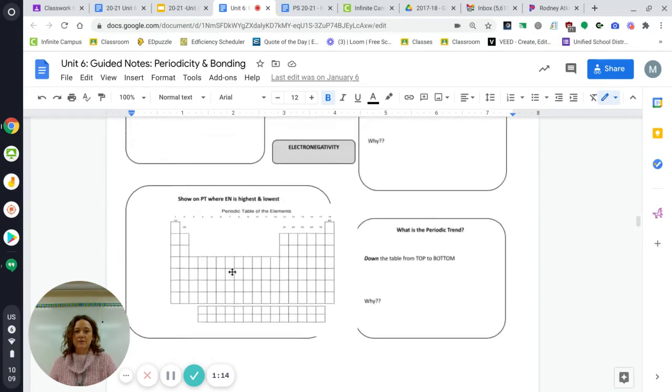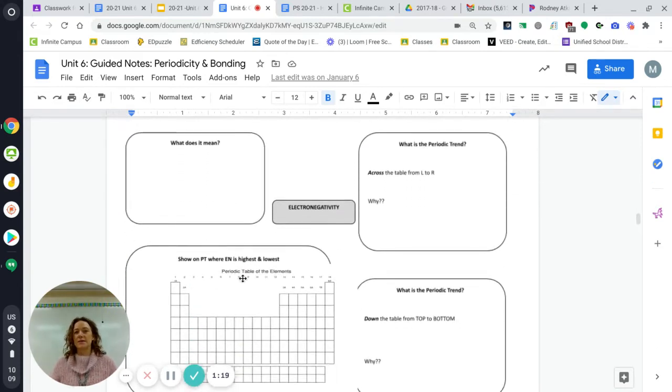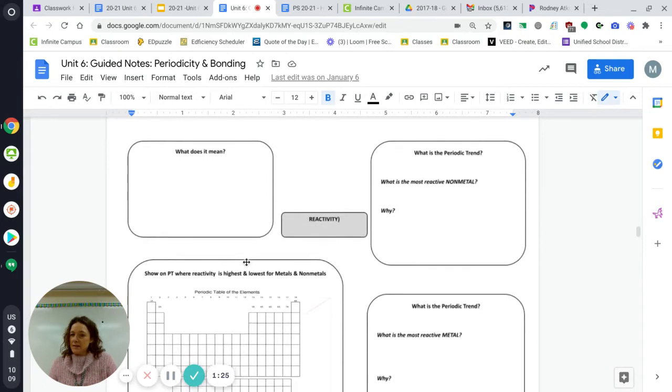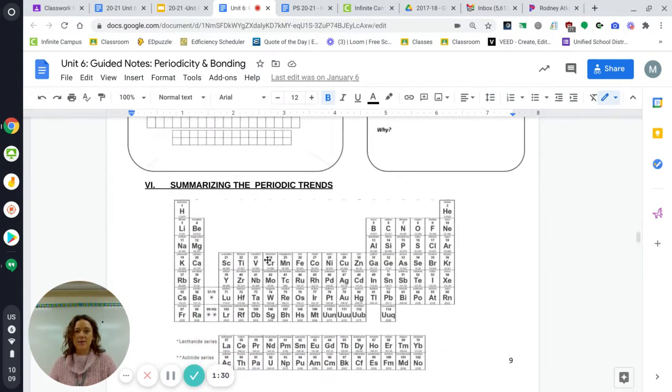This is page 8. It's the same idea, but electronegativity is in the center. If you want to pull that up, you can. We missed it for reactivity. It's the same thing, but then reactivity. And then yours is just showing up blank, except I think you see this summarizing the periodic table. There should just be an outline of the periodic table here too. So all of that missed.